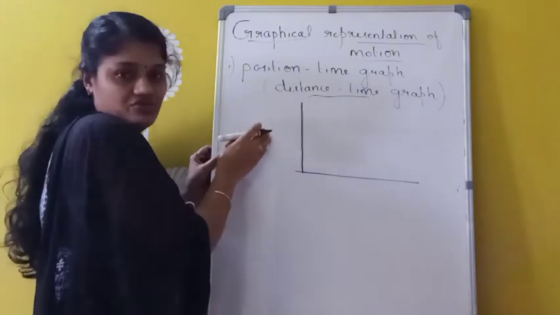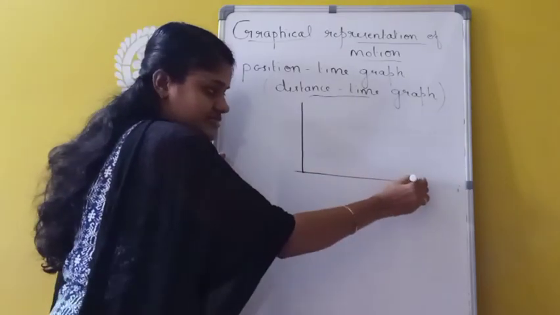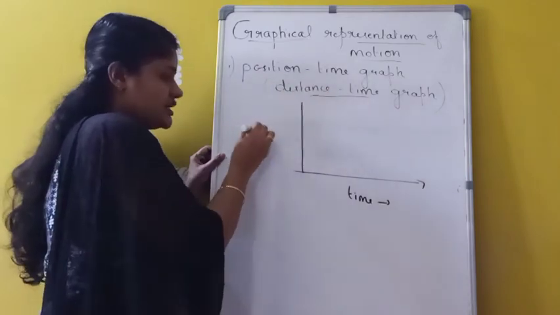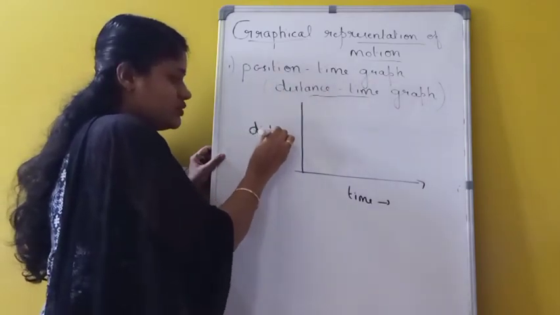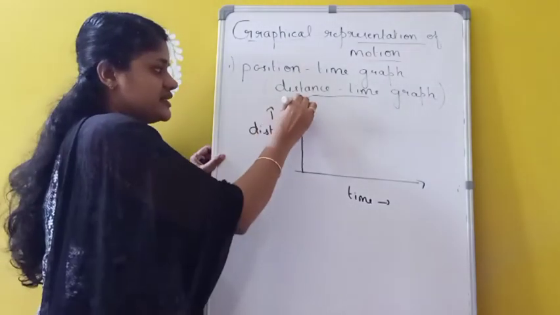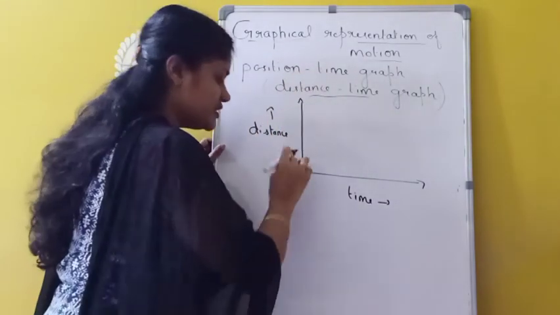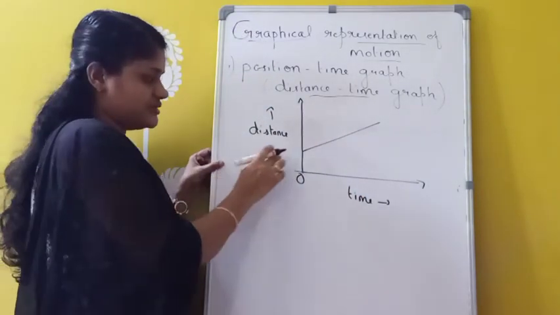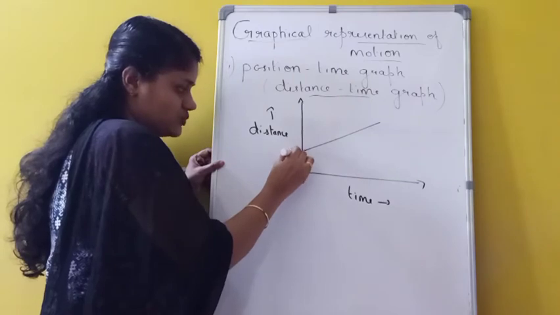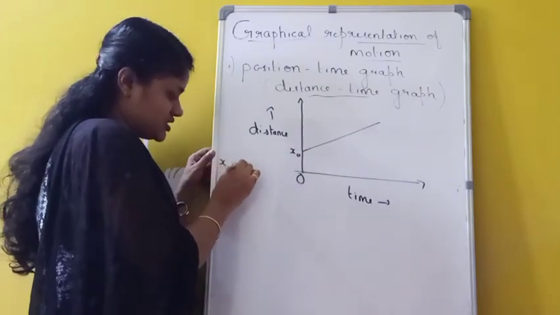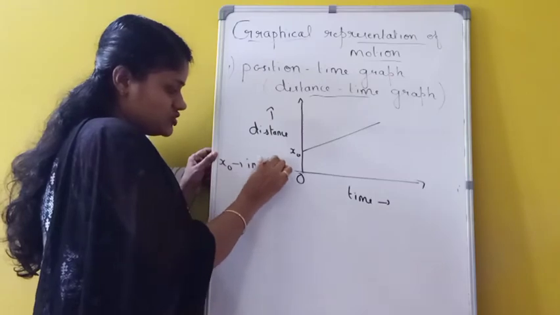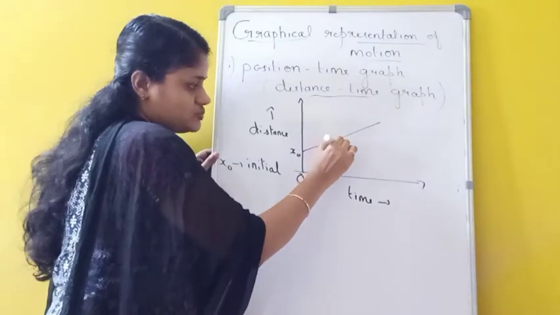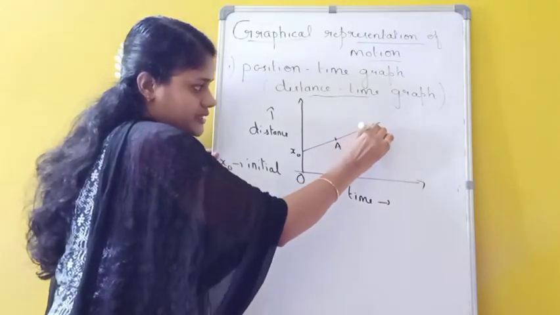This position time graph is a graph drawn with time along the x direction. So time is taken along the x direction, and position or distance along which direction? The y direction. Distance is taken along the y direction. Suppose this is the origin, and suppose we are getting a graph like this. This is a position time graph or distance time graph, and this is the initial position of the object. So x0 is the initial position of the object. Suppose I am taking any 2 points on this graph, A and B.